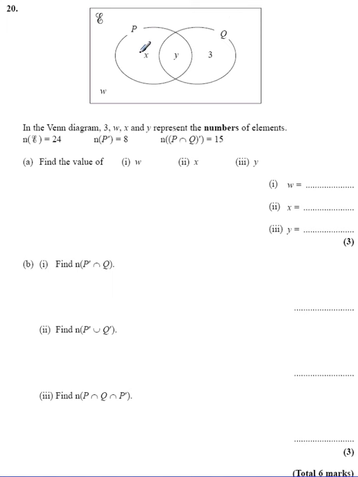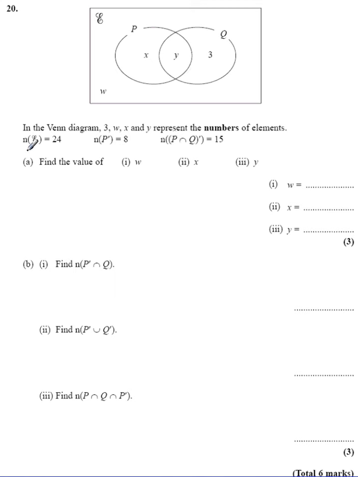You've got the stuff here which is just P but not Q. We've got the stuff here which is just Q but not P, and we've got the stuff which is both P and Q. So this is effectively the P intersection Q bit. Now, W, X, and Y and 3 represent the number of elements. We know that the number of elements in the whole group is 24, so 24 is equal to W plus X plus Y plus 3.